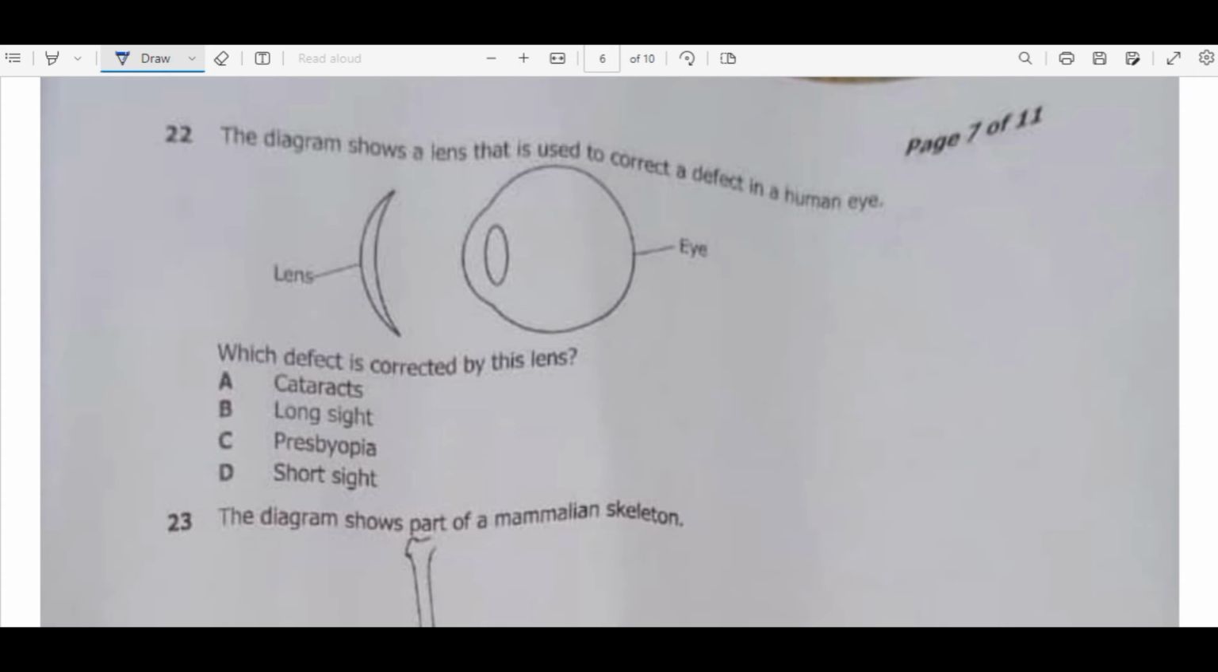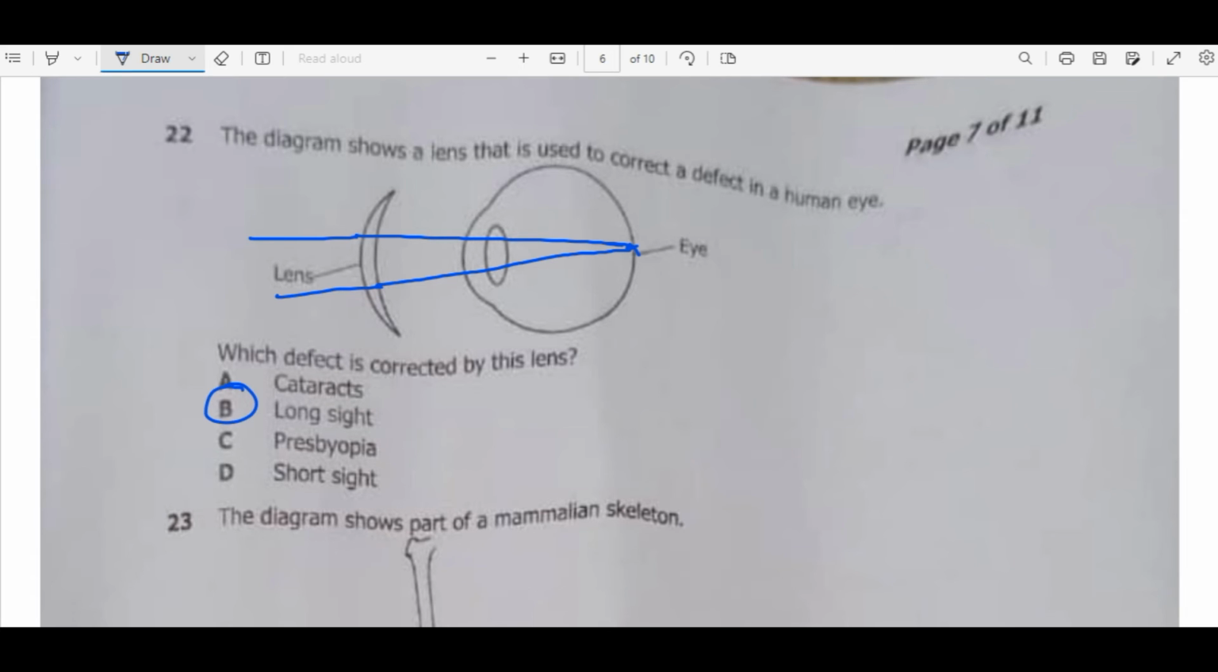So number 1, we have cataract, and then long sight, and then we have presbyopia, and then short-sighted. So now we have the person who is, because when you look at it, you find that when light or an image is produced, it will go direct there. So meaning that it will go direct there, so that it can be translated or interpreted. So meaning that the person has long sight. So the answer there, it is B.